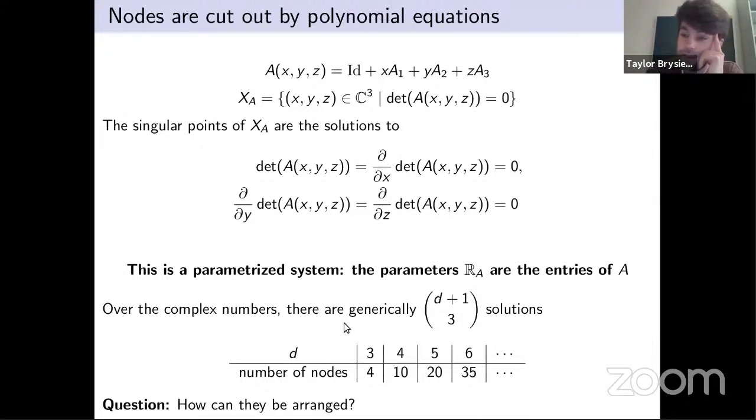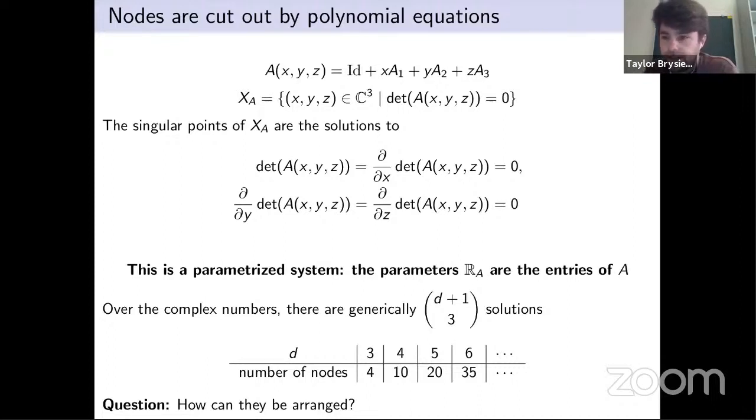And so generically, there are d plus 1 choose 3 singular points on one of these symmetroids, where d is the size of the matrices we're looking at. So for d equals 3, this number is 4. For 4, it's 10. For 5, it's 20. For 6, it's 35. A lot of this talk will be focused on the 20 singular points of degree 5 spectrahedra. The question now is, how can these be arranged?